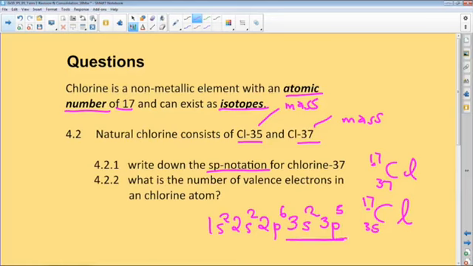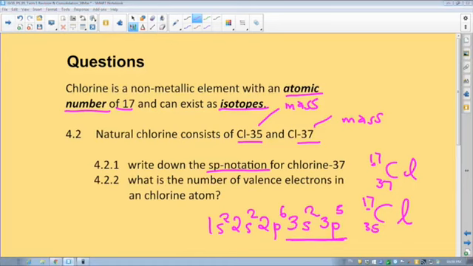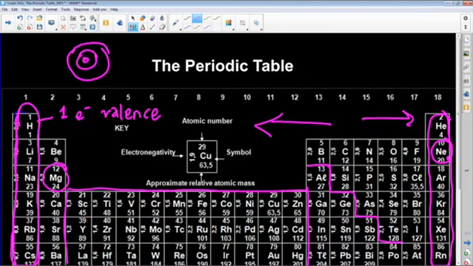Now, if I can draw your attention quickly to the periodic table, which is also our tool that we shall be using quite often, there is our chlorine. Chlorine is 35.5, that's the relative atomic mass. Then the 17 is the atomic number. Any isotope of the element chlorine has got 17 protons, which is very key to understand.